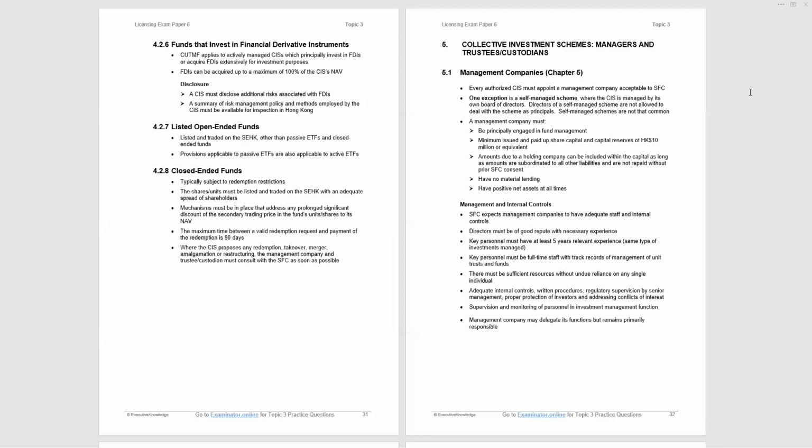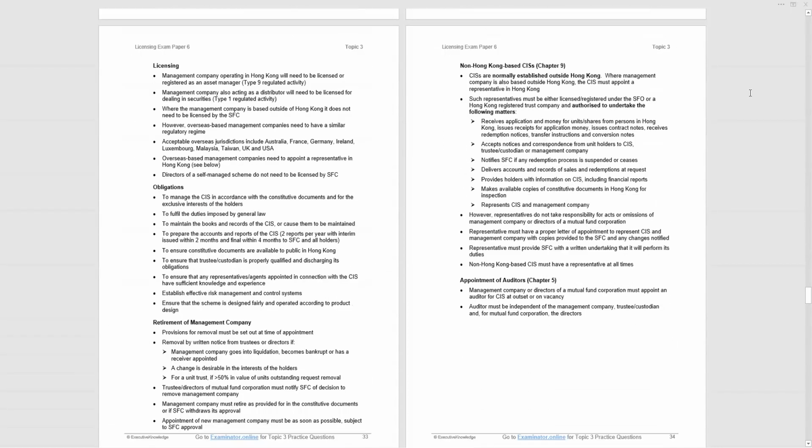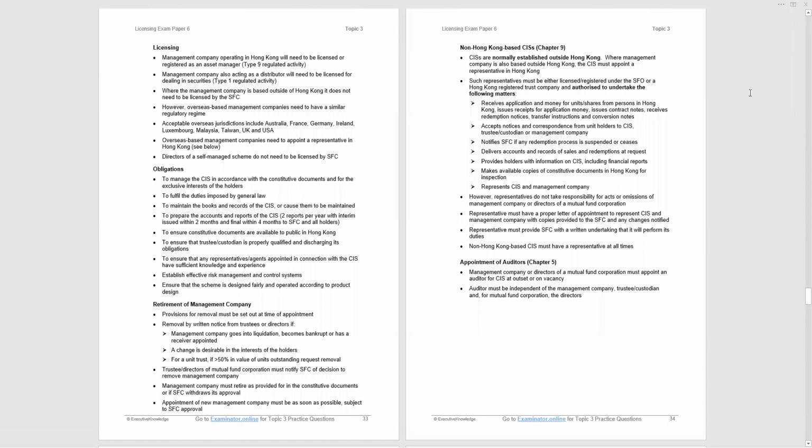Read through the requirements there. Licensing. Now, do you need to be licensed to be an investment fund manager? If you're operating in Hong Kong, you will need to be licensed for Type 9 regulated activity.